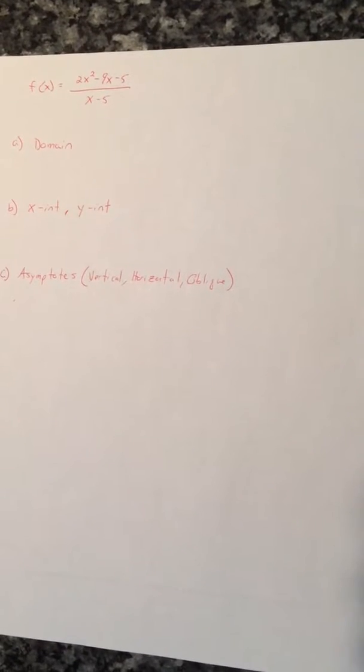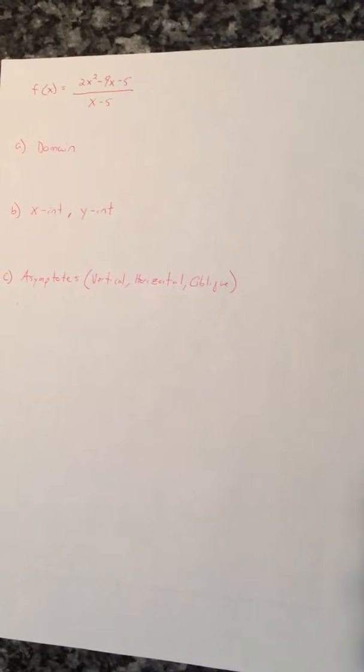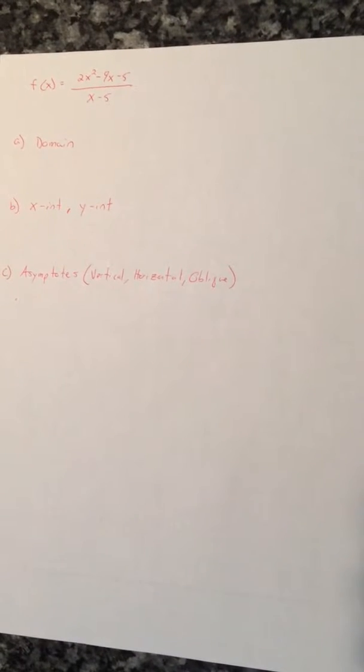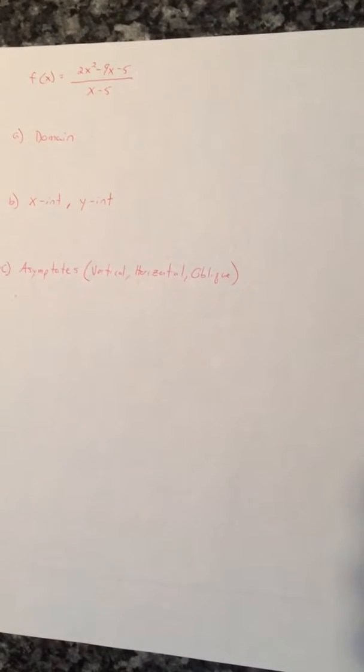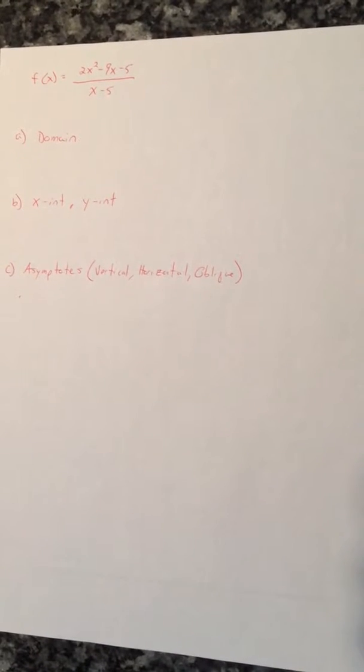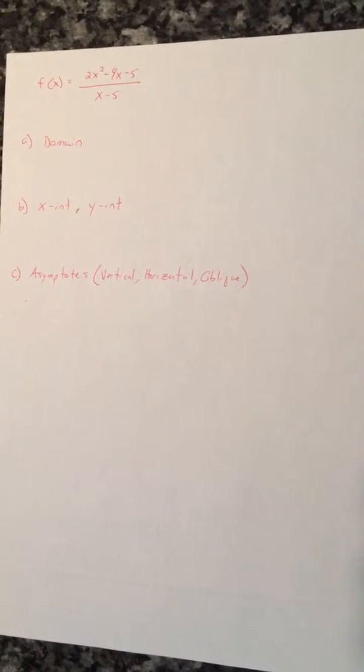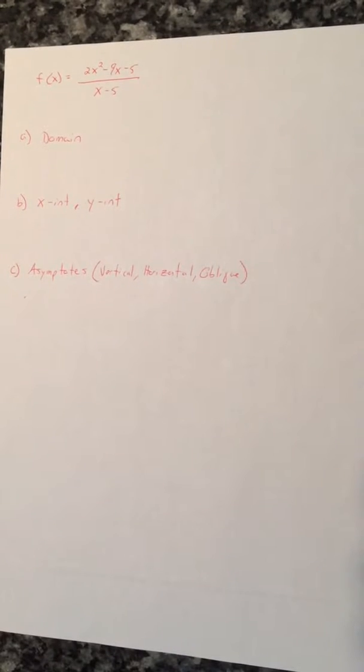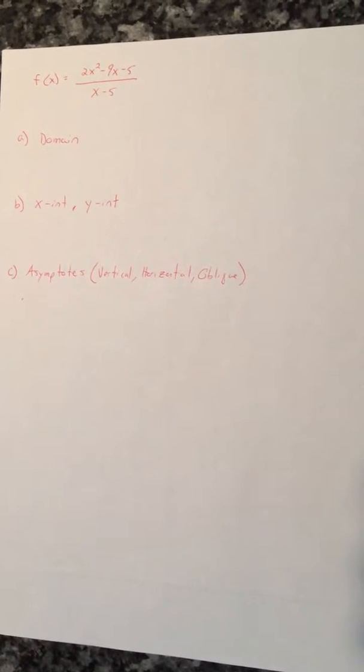Hi class, I want to go over a problem that seemed to be missed by a lot of you on exam 3, and this will be on exam 4 and the 5th exam as well, and then on that optional final. So let's take a look at it. We're going to analyze a rational function. A rational function just simply being a quotient of two polynomials.